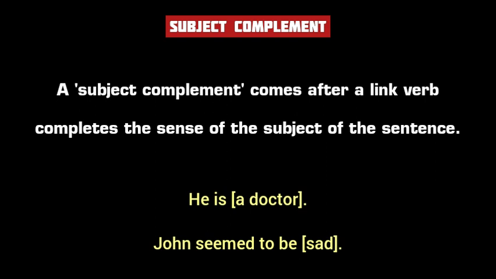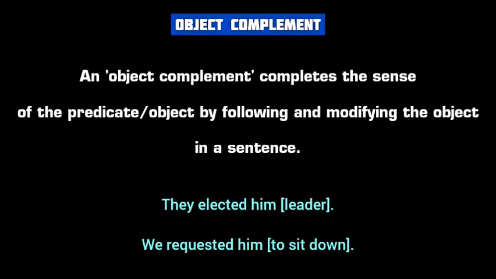For example, he is a doctor. Here the noun doctor completes the subject he. John seemed to be sad. Here the adjective sad describes the subject and completes the meaning of the statement about John. So, doctor and sad are the two complements in these two sentences, and since they describe the subjects, they are called the subjective complements. The other type of complement is the objective complement.